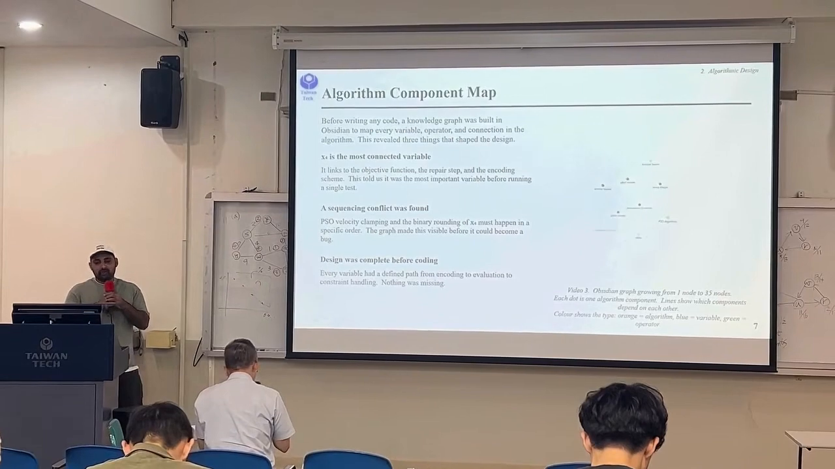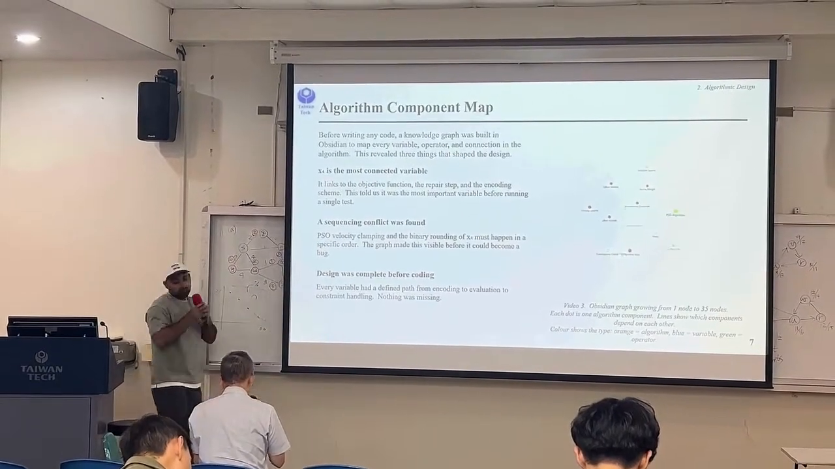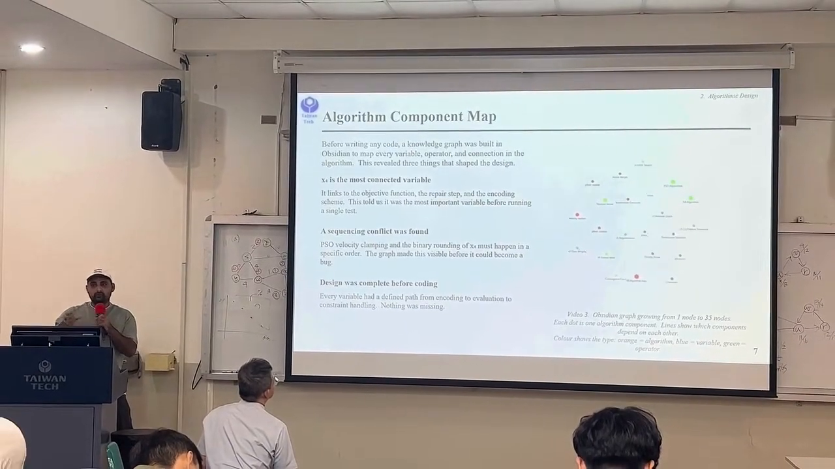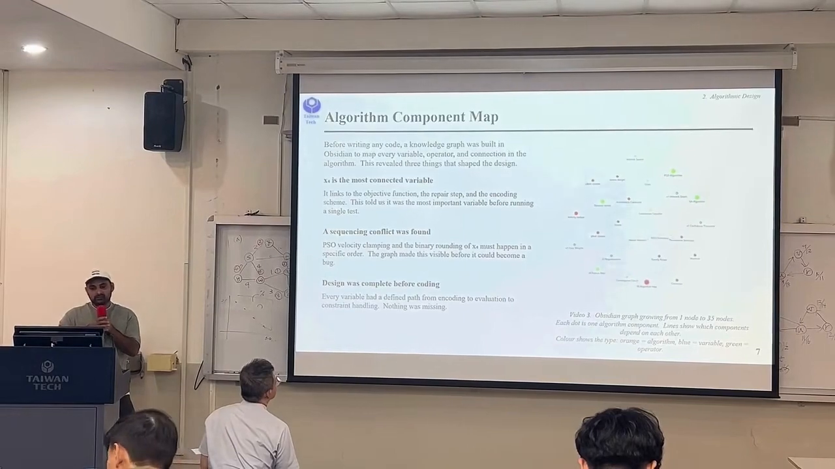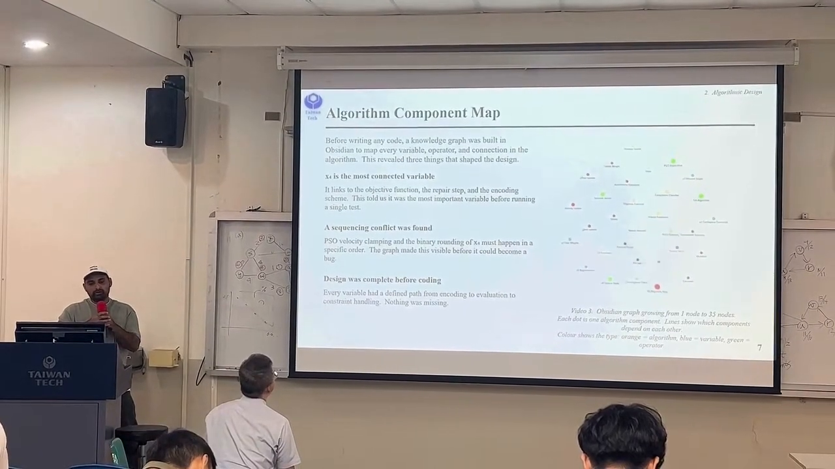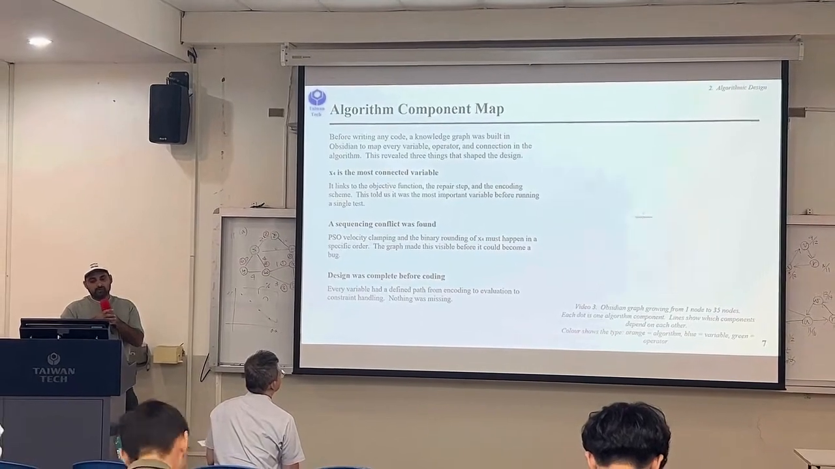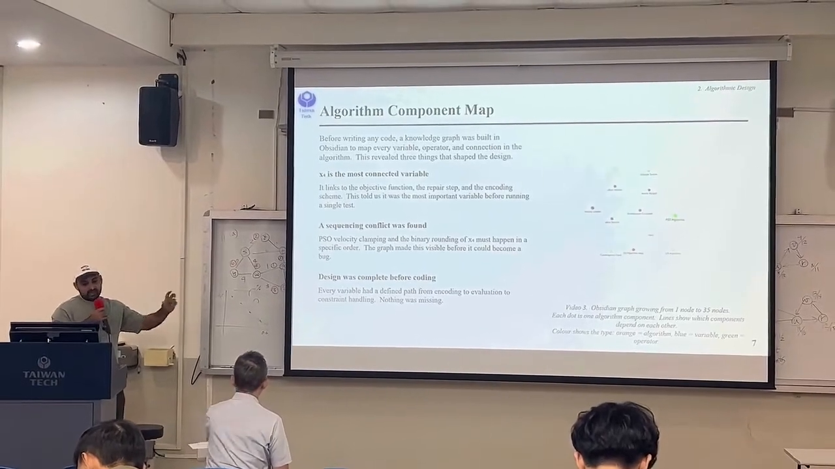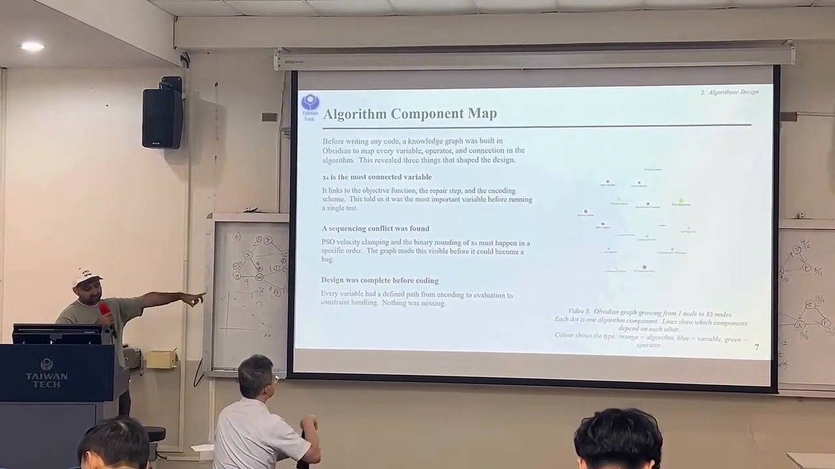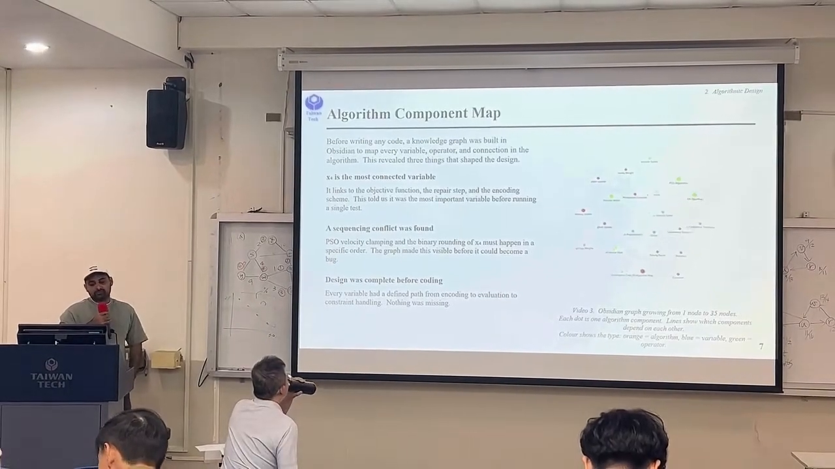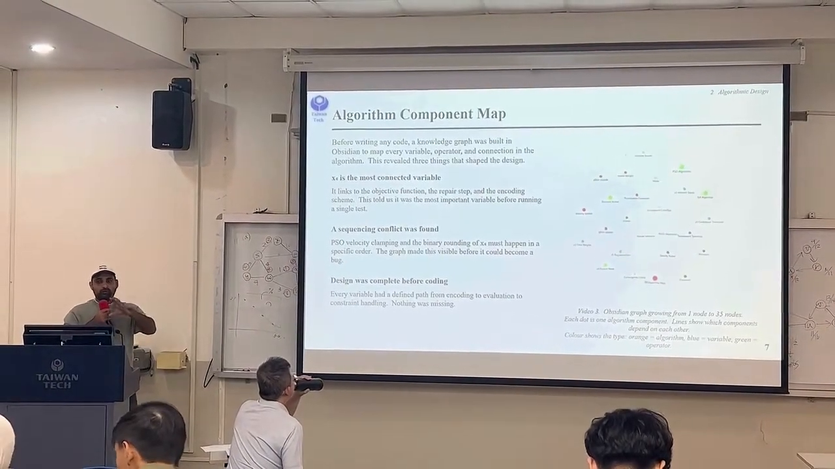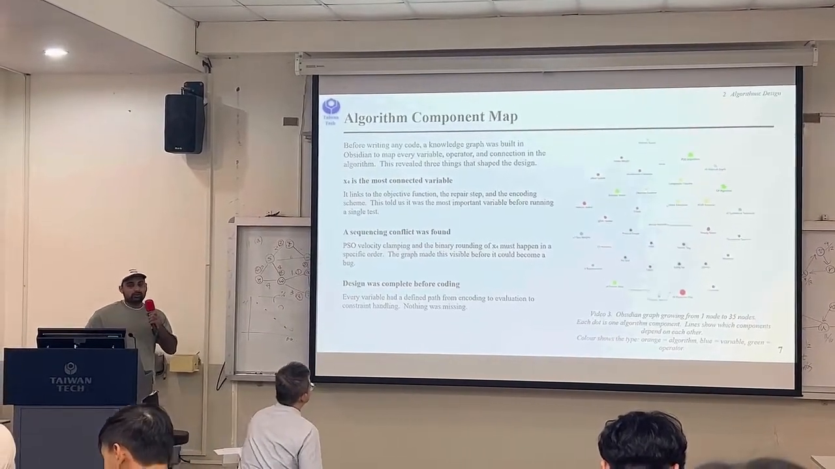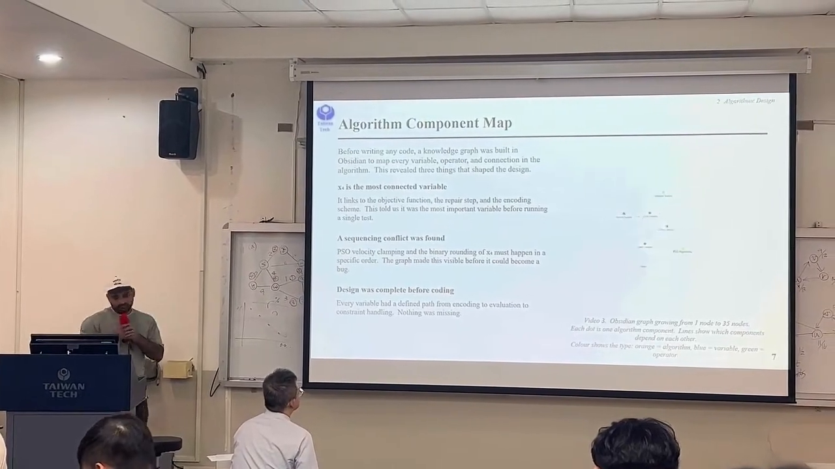This is the component map, as you can see on the right side of your screen. This is how I mapped the design. But before going forward with the coding, I used this Augustin graph to draw the algorithm component map. As you can see on the right side, X4 is the most connected variable, shown with different colors, and a sequence conflict was also found with PSO velocity and X4. The design was completed before the coding, with the help of the Augustin graph map for the component map.